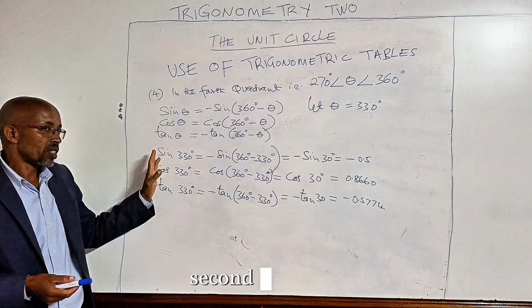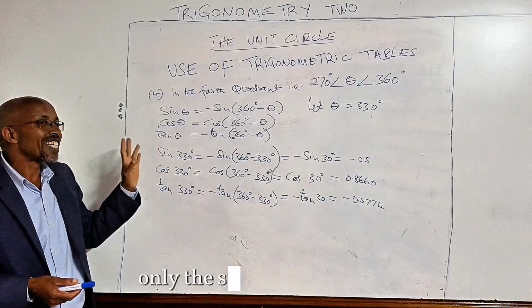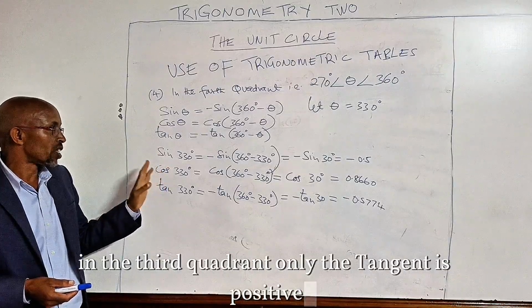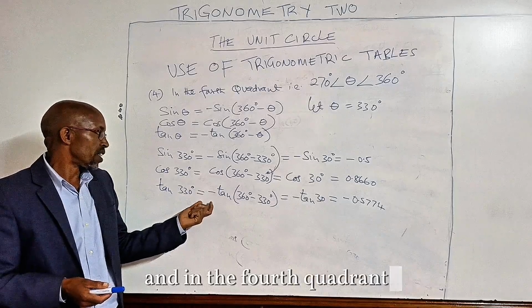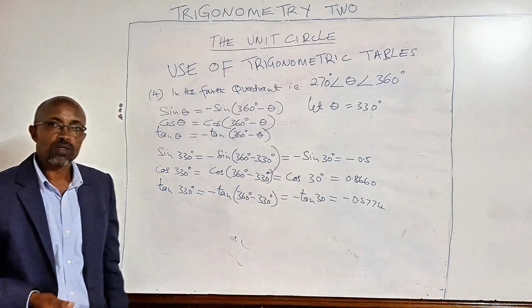So in conclusion, we have seen that for all the angles in the first quadrant, the trigonometric ratios are positive. In the second quadrant, only the sine is positive. In the third quadrant, only the tangent is positive. And in the fourth quadrant, only the cosine is positive.